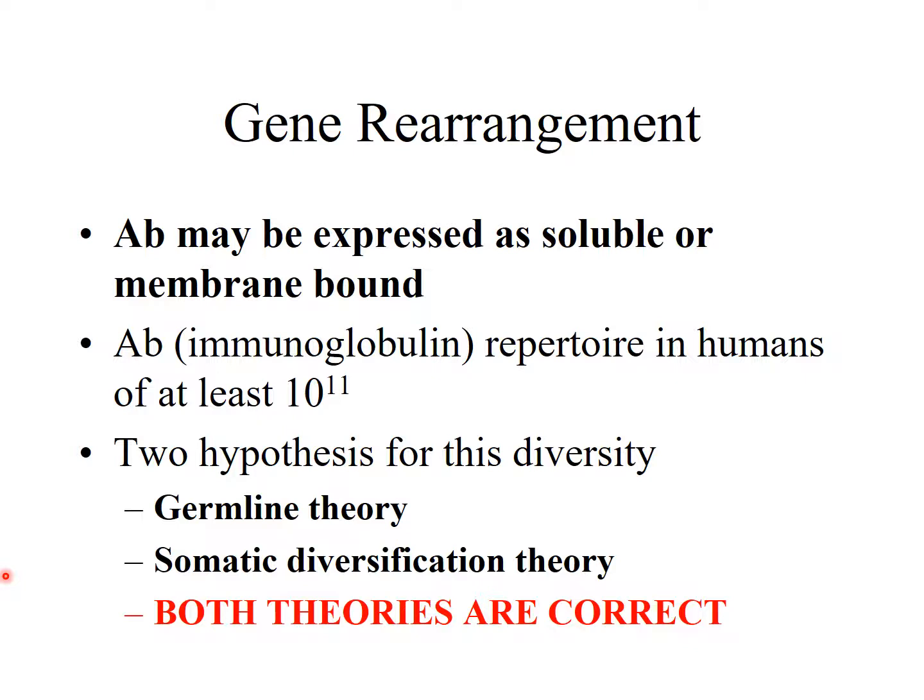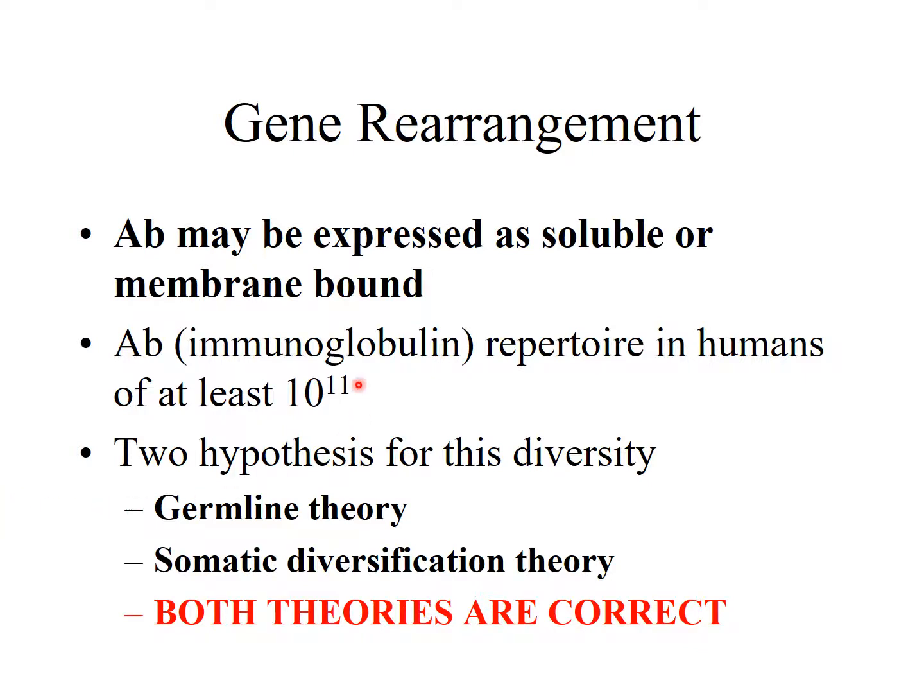Now, there's a couple of different ideas on how we were able to get to this, how we were able to generate so many different ways of coming up with these B cell receptors, which are exact copies of the antibodies that B cell will be able to generate. The first one is what is referred to as the germline theory. The germline theory says that each gene for each immunoglobulin chain is inherited.